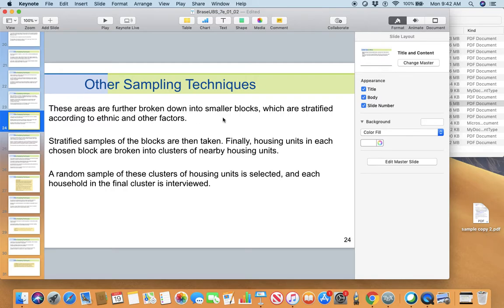These areas are further broken down into smaller blocks, which are stratified according to ethnic and other factors. Stratified samples of the blocks are then taken. So then you're basically choosing people randomly within each stratum. Finally, housing units in each chosen block are broken into clusters of nearby housing units. So there are several stages here, you see. A random sample of these clusters of housing units is selected and each household in the final cluster is interviewed.